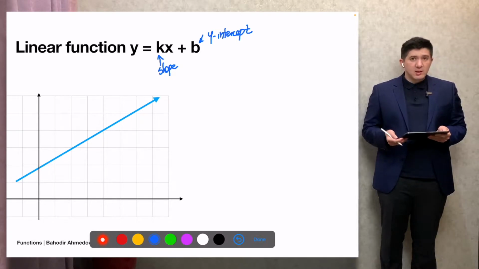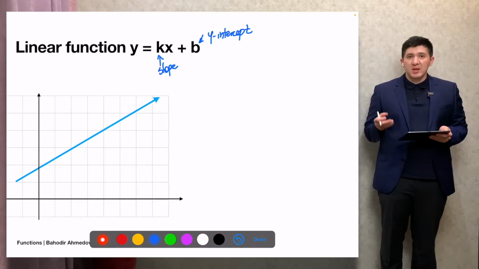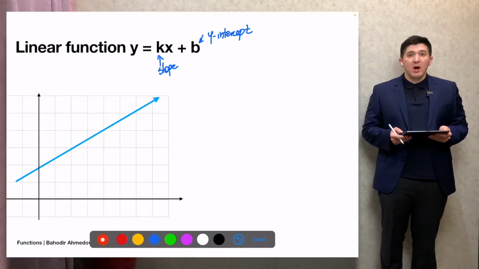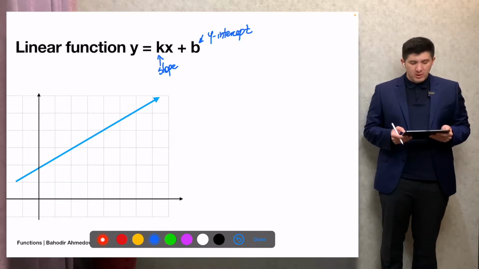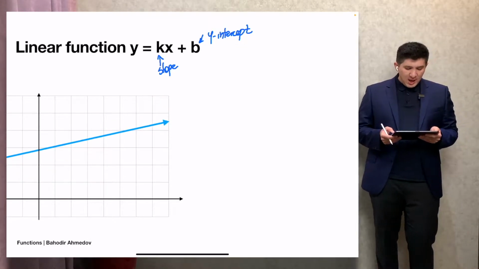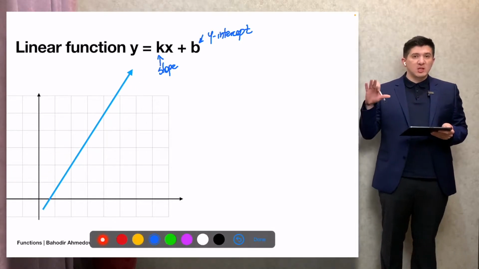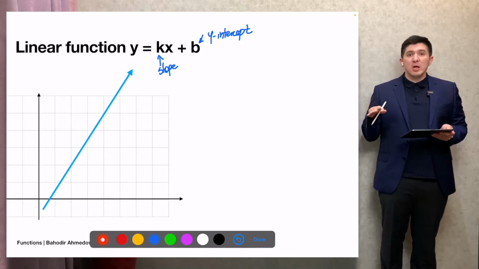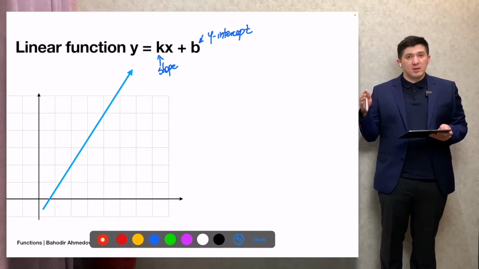Let's try to understand in more detail what exactly k and b mean, and how changing the values of k and b is going to change the shape of the function. Essentially, k is going to change the rotation of the line. By changing the values of k, we rotate the line differently.